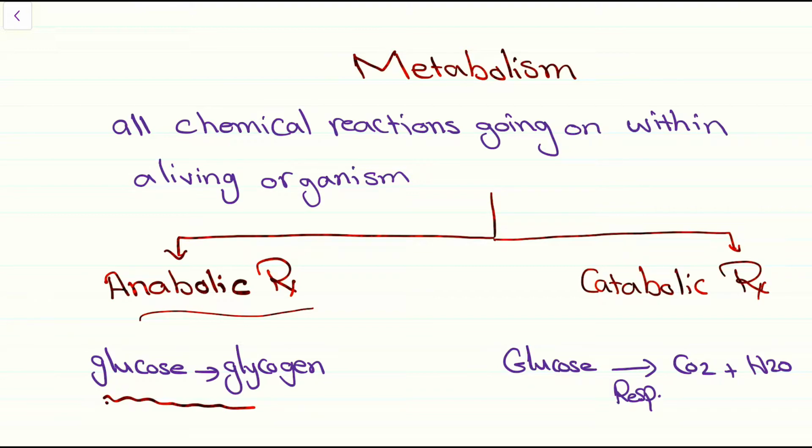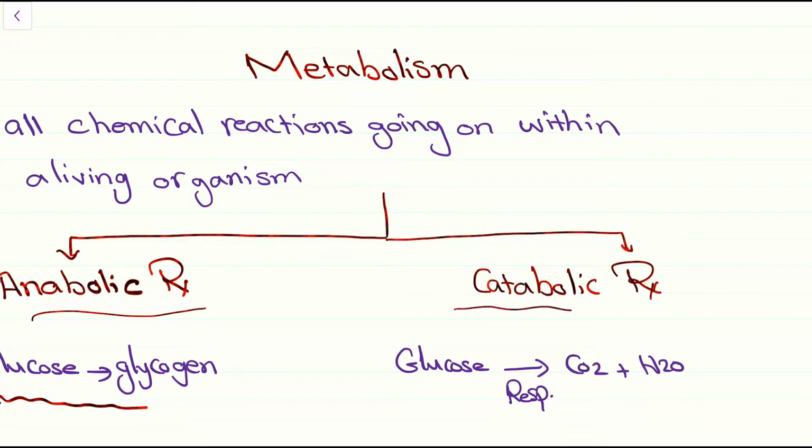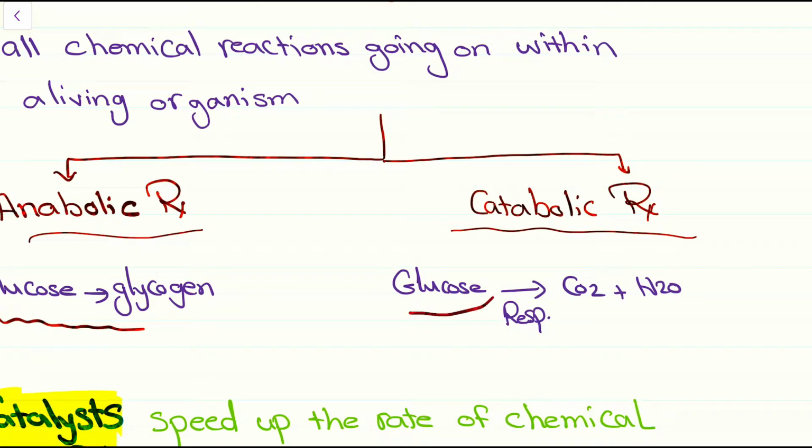The other type of metabolism is the catabolic reaction, which is defined as breaking down large molecules into small ones. Because we are breaking down, it releases energy. Our example is when we break down glucose by the process called respiration into carbon dioxide and water.